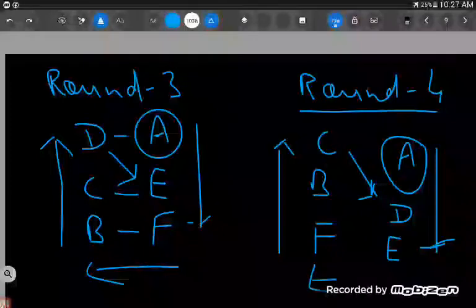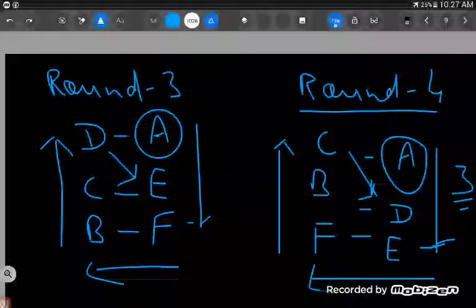I have left out discussing how many matches will be held in each round. Example of the fourth round: C to A, B to D, F to E. It means in each round the total number of matches is equal to 3. So you will not write 3 here, but for your knowledge, it is very important to know. Okay, I am going to draw the picture of the next team.